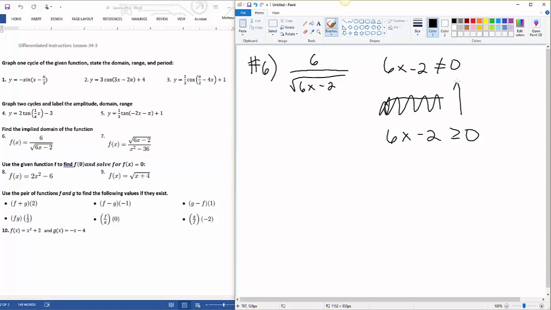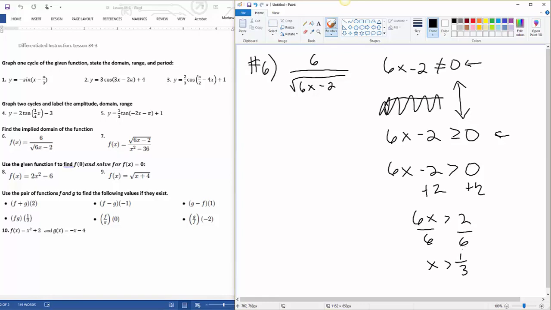But I can combine these two statements together. And I can just say 6x minus 2 is greater than 0. Because here it's saying it can't equal it, but this one it's saying it can, so I can combine those two ideas together, which is just 6x minus 2 is greater than 0. Now solve for x. So add 2 to both sides. Divide everything by 6. And I get x is greater than 1/3.